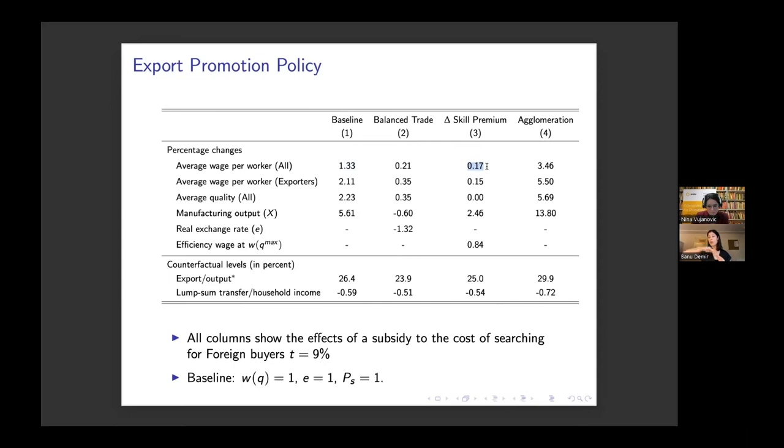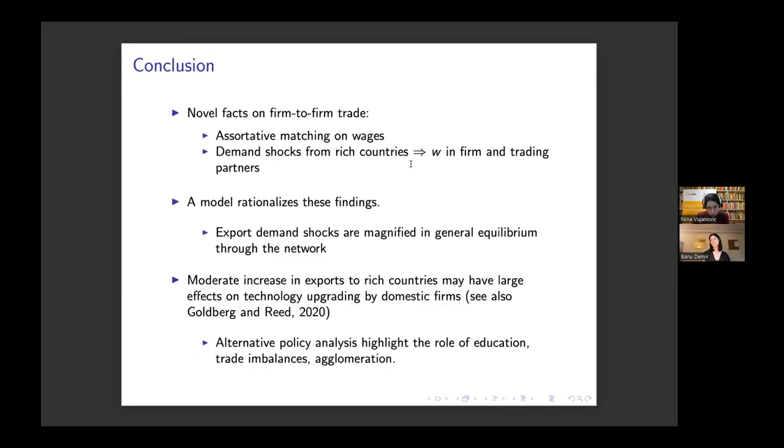if you assume an upward sloping skilled worker schedule in the domestic economy, which means the labor supply is not perfectly elastic, then the effect becomes much smaller. And if the government allows the exchange rate to appreciate, then you would also see a much smaller effect. So both education policies and trade imbalances matter a lot.